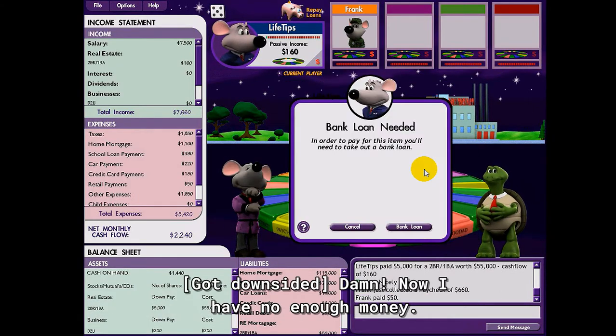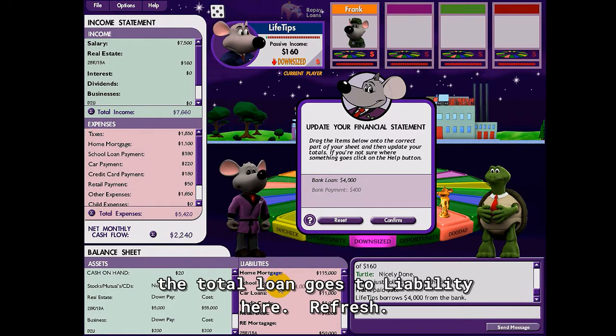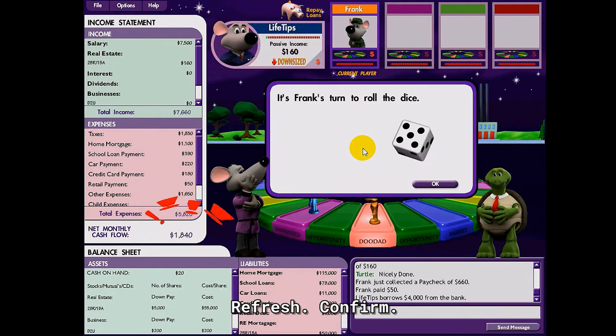Okay, downsized. Damn, not enough money. I have to take a loan from the bank. It's 400 per month, and the total loan is a liability here. Refresh, confirm.